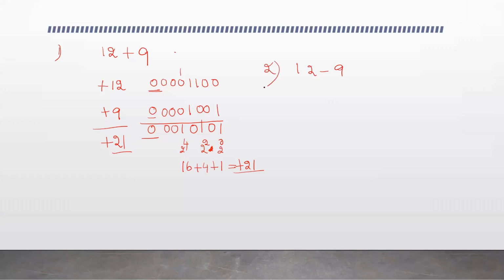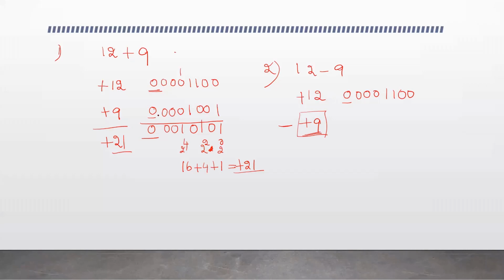Okay, the second problem is 12 minus 9. Plus 12 in 8-bit is represented as 0, the sign bit, 0, 0, 0, 1, 1, 0, 0. Sorry, it is subtraction, right? 12 minus 9, subtraction. So what we do for subtraction, we take the 2's complement of 9.